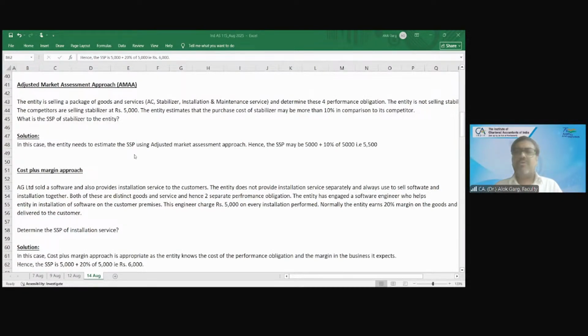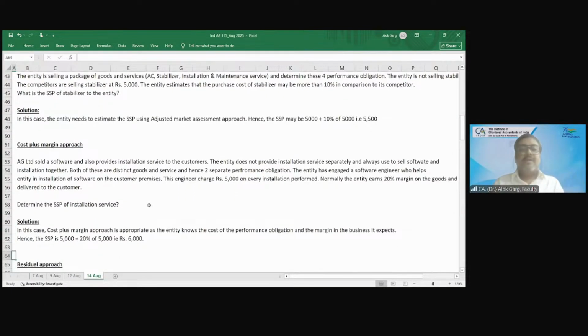So friends, I don't know the standalone selling price, but I know the cost because of course I have purchased it. If I know the cost and I know the margin percentage, can I derive my standalone selling price? Can I work out my standalone selling price? Yes, sir. So friends, standalone selling price I can also determine by the cost plus margin approach. Now let's discuss this cost plus margin approach with the help of an example.